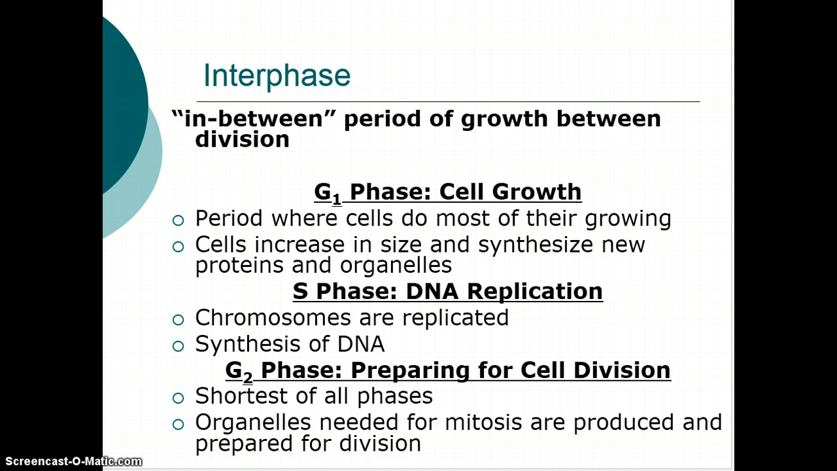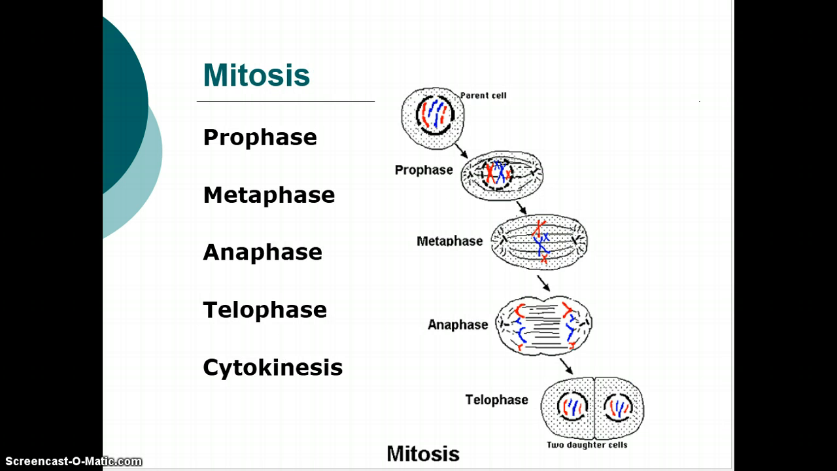So interphase, the in-between phase, contains G1, S, and G2 phases. This is the preparation for actual cell division, and probably the most important thing that occurs here is the replication of the DNA, where the genetic information is copied so that it can be passed on to the two daughter cells. So from here, it will enter into mitosis.